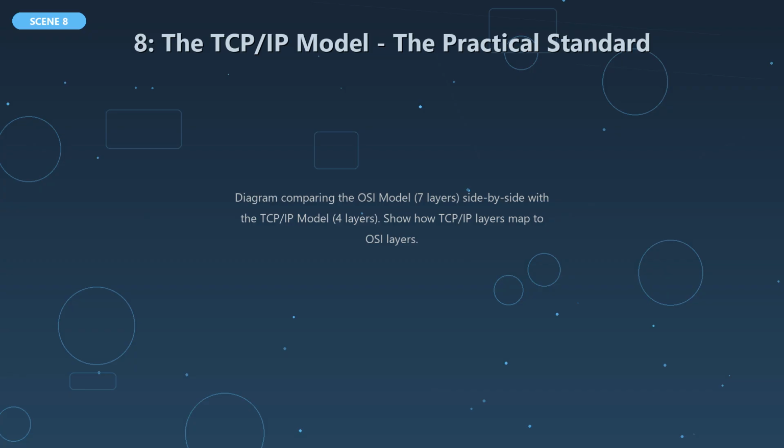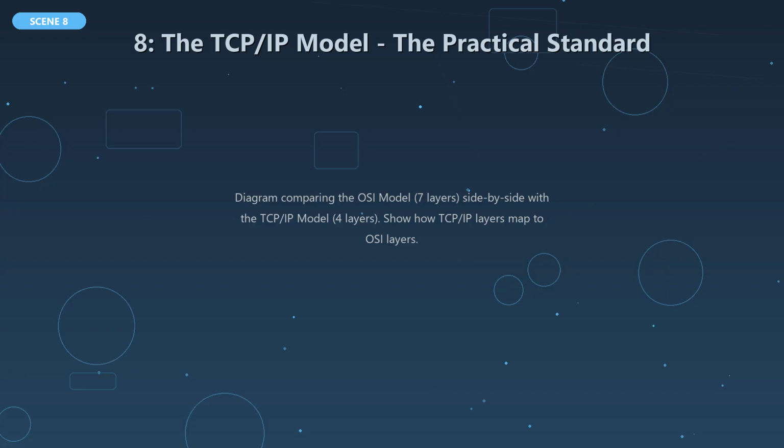2. Transport layer. This layer is essentially the same as the OSI transport layer. It's responsible for end-to-end communication between applications, using protocols like TCP for reliable, connection-oriented data transfer, and UDP for faster, connectionless data transfer.